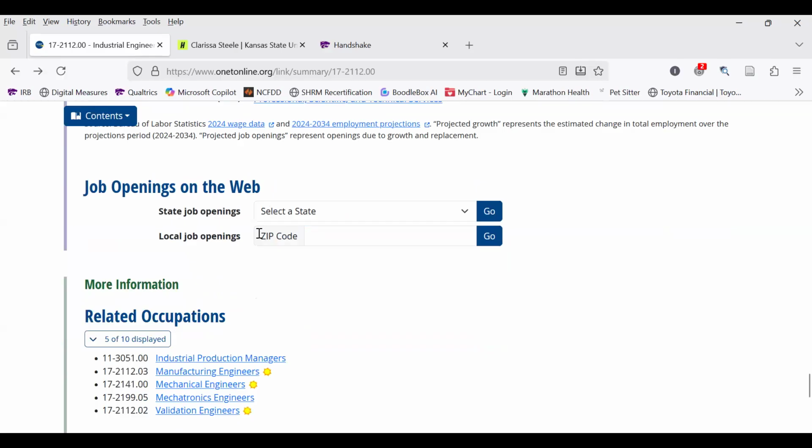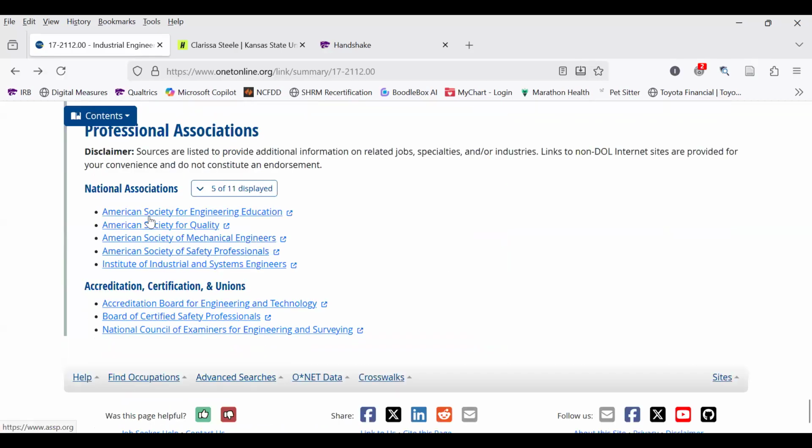And then you can also look for job openings and related occupations, professional associations. This can also be useful in writing a job description because you may want people who either are members of specific associations, or you may want to pay for their membership once they have a job in your organization, or you may be looking for certain kinds of certifications that they could have for that job.